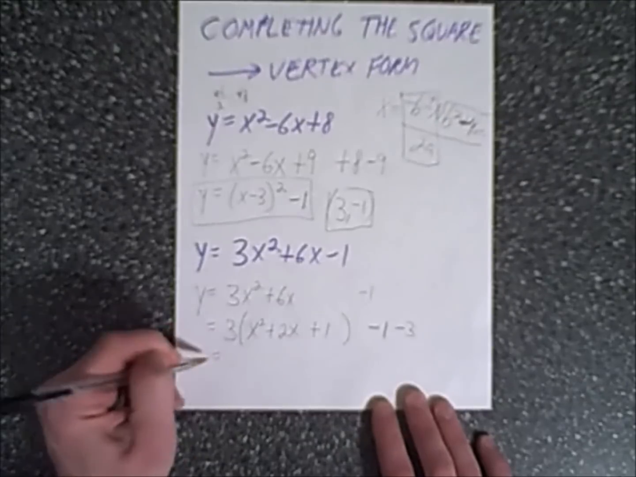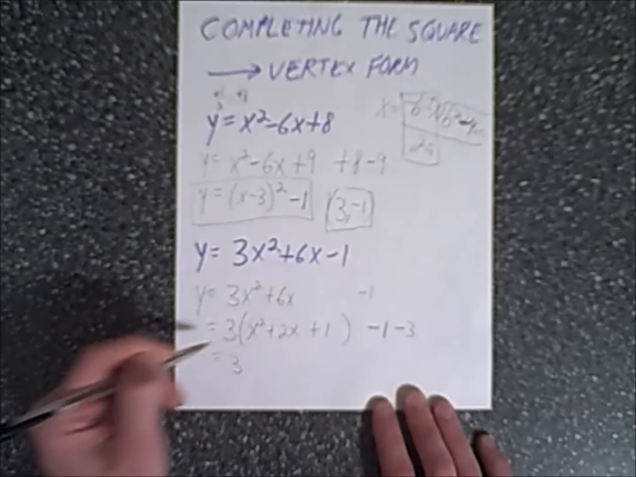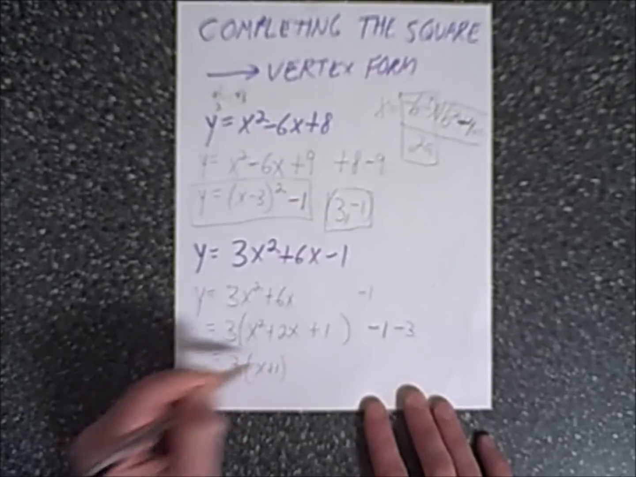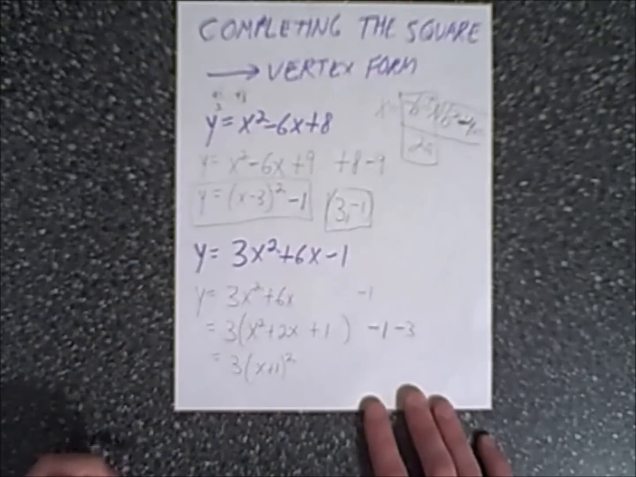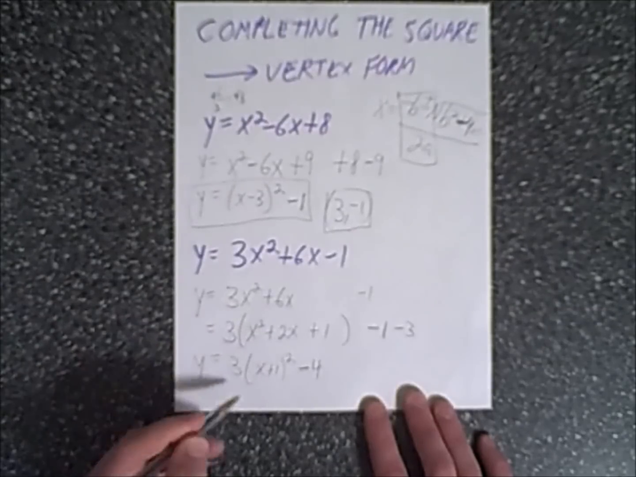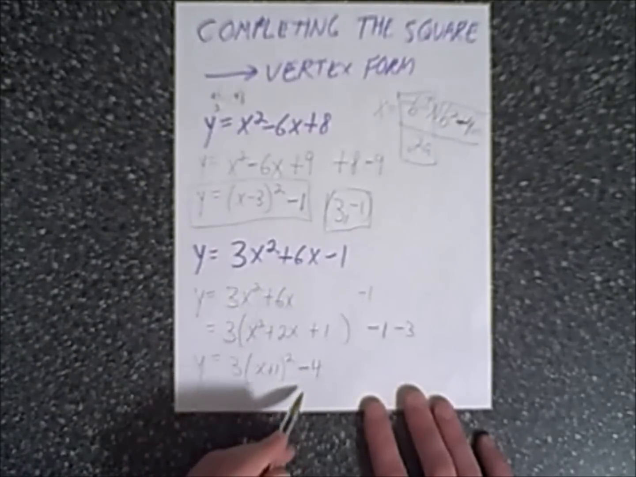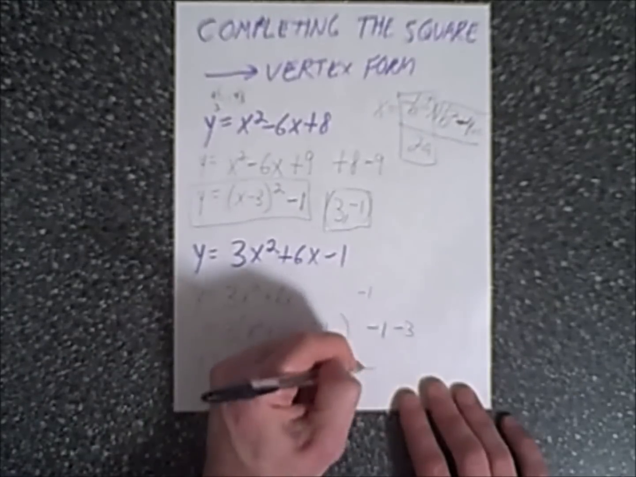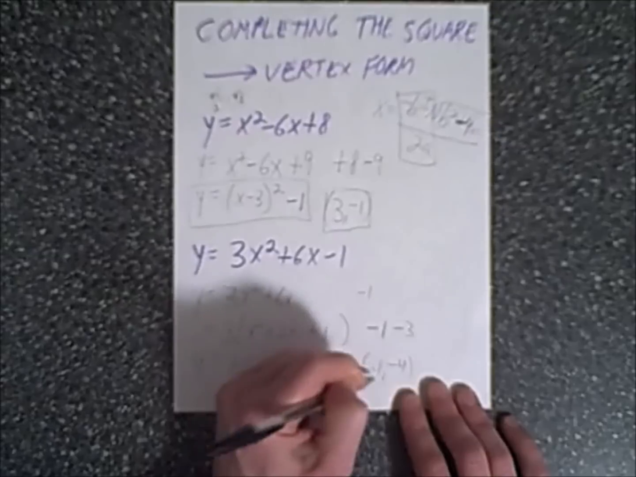And then now let's factor the inside of the parentheses, which is x plus 1 times x plus 1, which is x plus 1 squared, minus 4. So we have y equals 3 times x plus 1 squared minus 4. And what's our vertex? It's (h, k), which is (-1, -4).